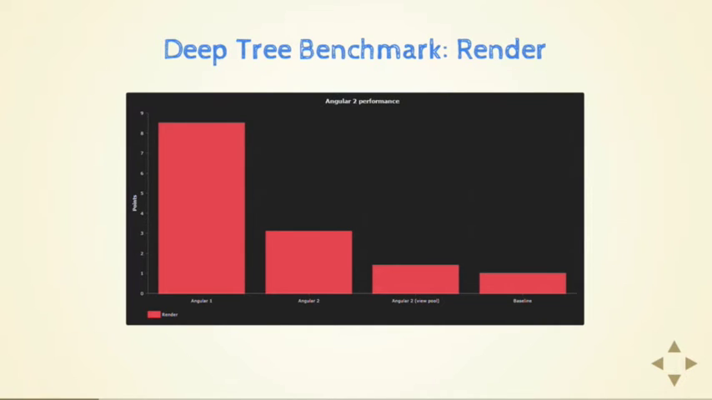View pool means the regular actions that you do in a framework, like scrolling or showing a pop-up or hiding it or whatever. And baseline is an original application developed without any framework, just manually everything. As we can see, Angular 2 is three times faster than Angular 1, and you could actually get very close to the baseline performance.